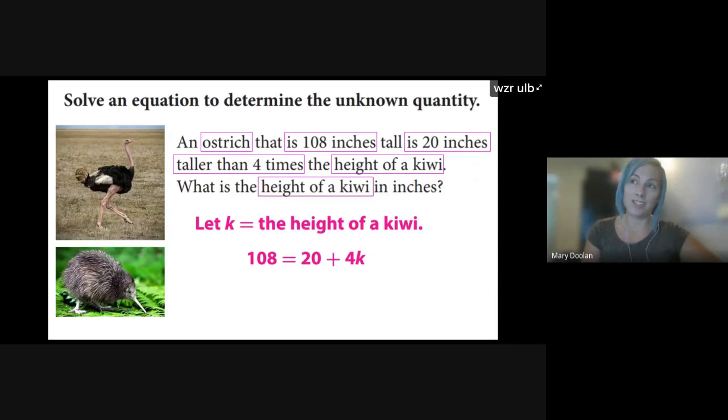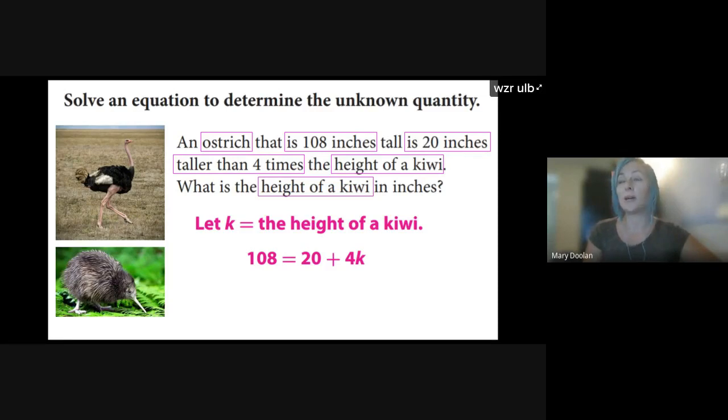So we're going to take all the stuff I put those pink boxes around, important information, okay, because from that we have to be able to write an equation. The unknown thing, our question, is the height of a kiwi, so we want to set that equal to a variable. K for kiwi works. The height of a kiwi is K.